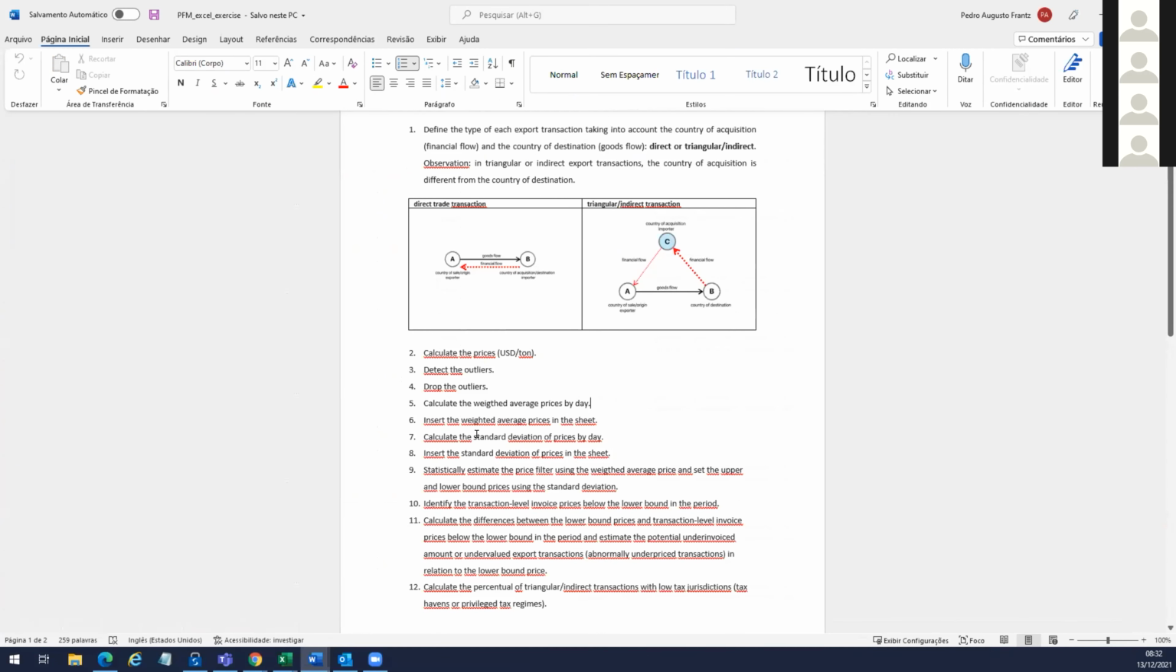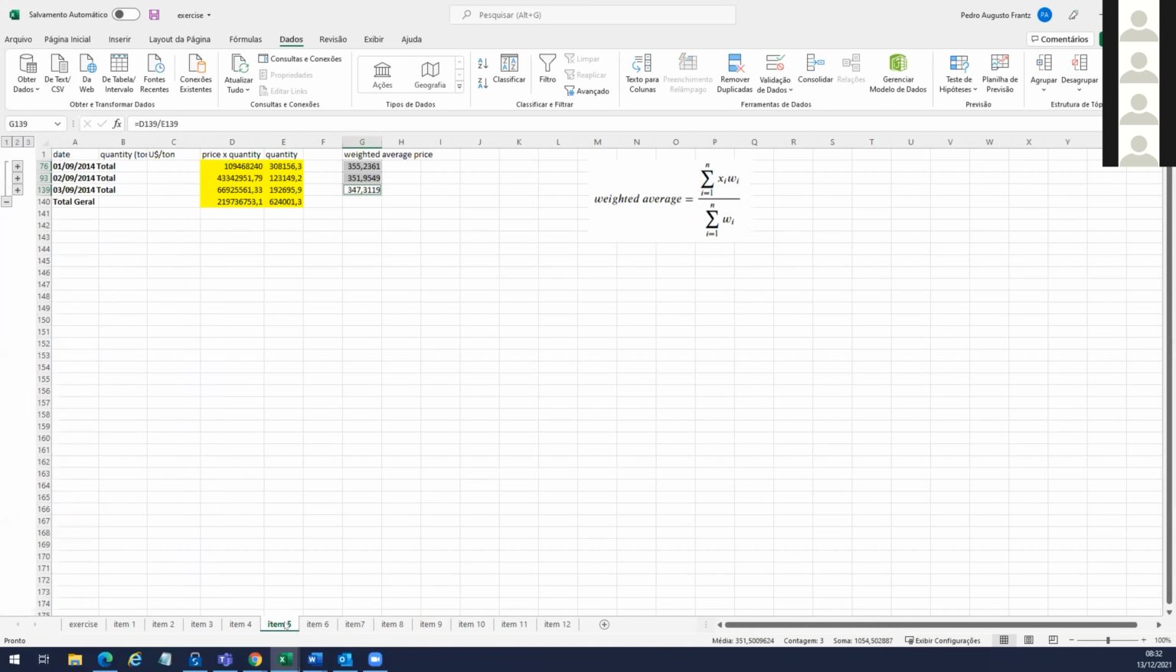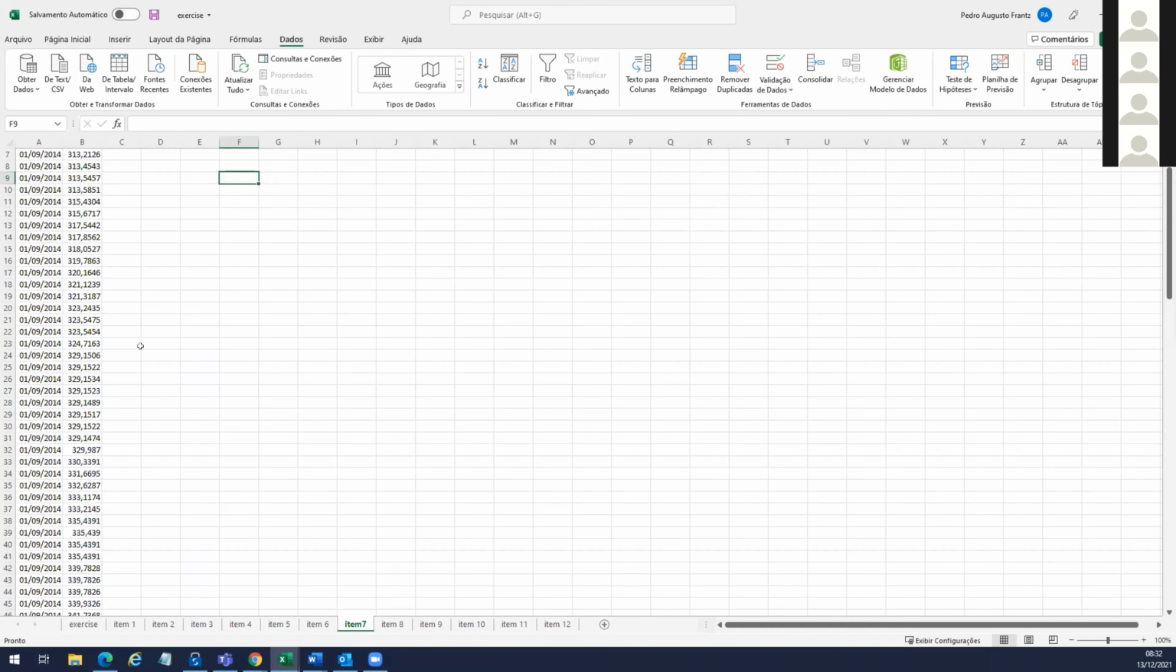Calculate the standard deviation of price by day. I think 7. We will use the same thing that you use to calculate the weighted average price, only calculating the standard deviation. Here in our sheet, we have the date and the prices. We need to calculate by day our standard deviation.